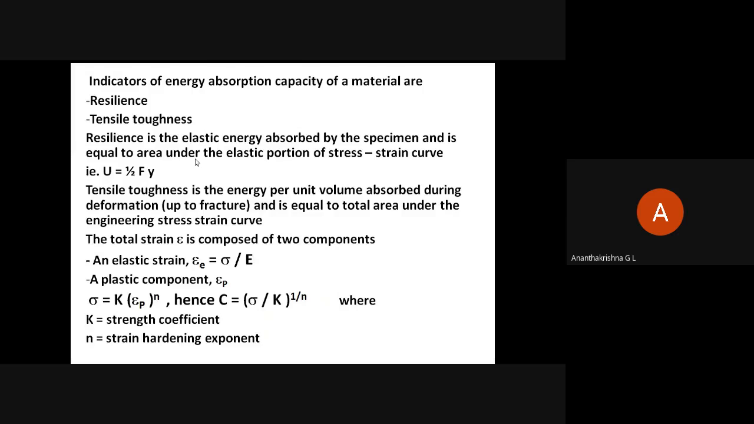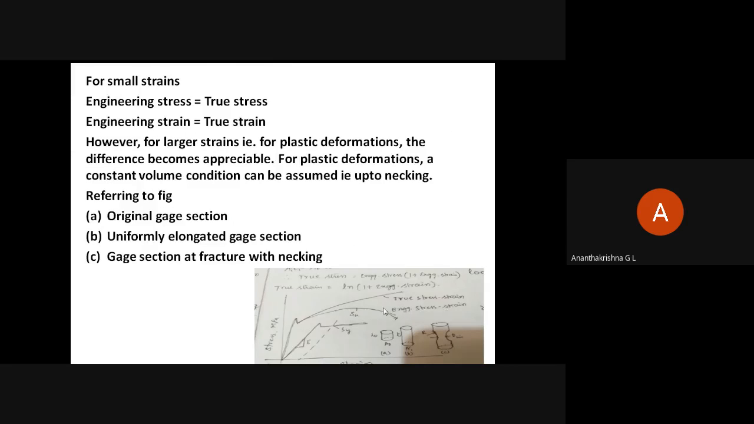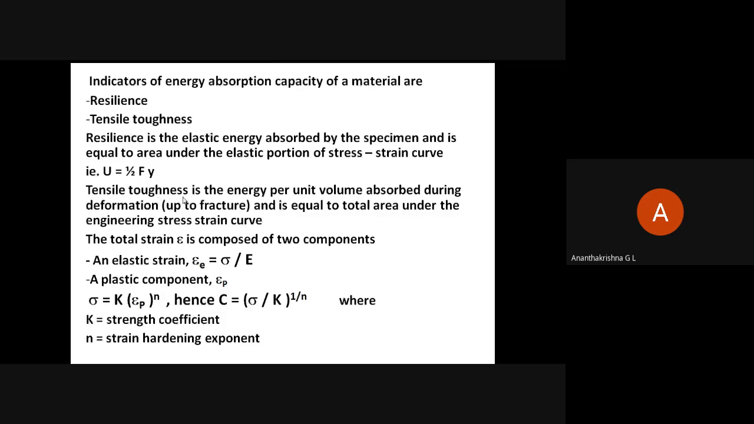Then what is tensile toughness? It is the energy per unit volume absorbed during deformation up to fracture, and is equal to the total area under the engineering stress strain curve. Where is the engineering stress strain curve? This is the engineering stress strain curve. The total area that we have in the engineering stress strain curve will give us the tensile toughness. Are you there? Could you understand?